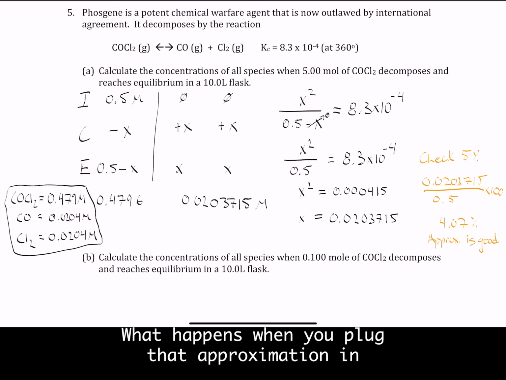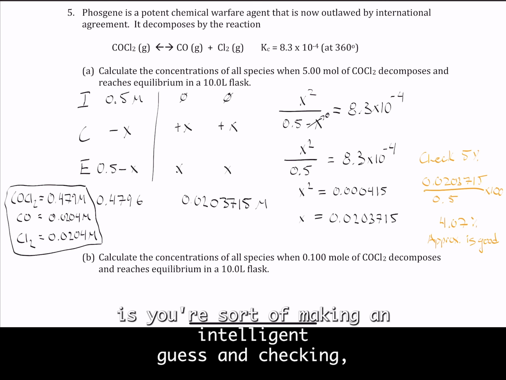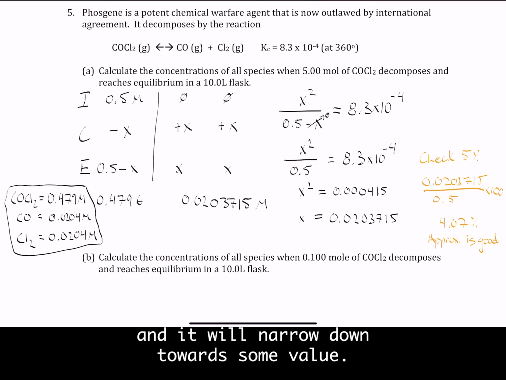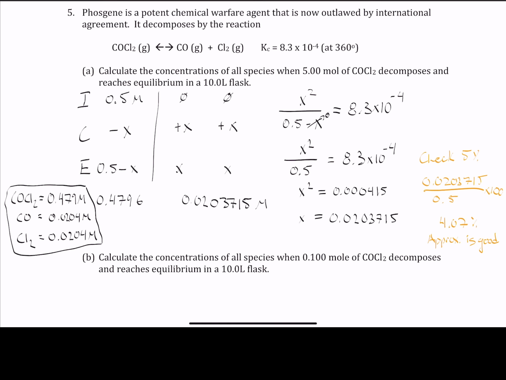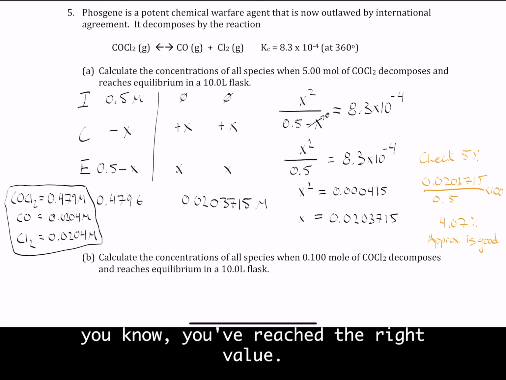What happens when you plug that approximation back in is you're sort of making an intelligent guess and check, and it will narrow down towards some value. And so when you keep getting the same value out of that calculation, you know you've reached the right value.